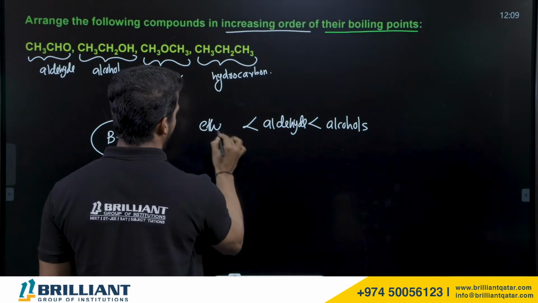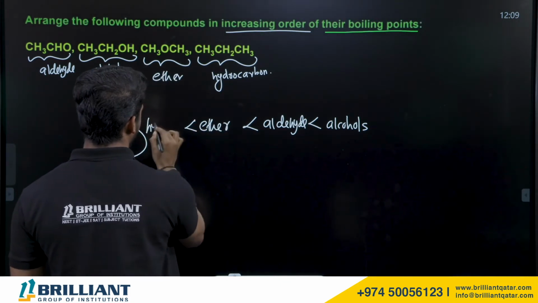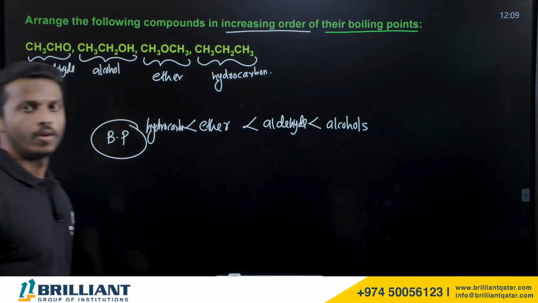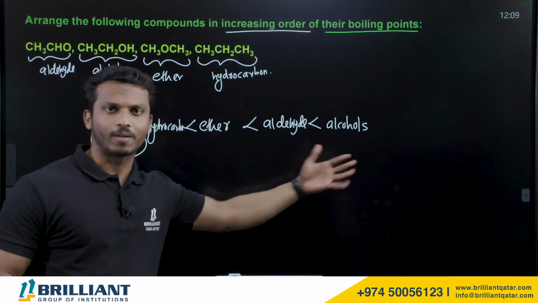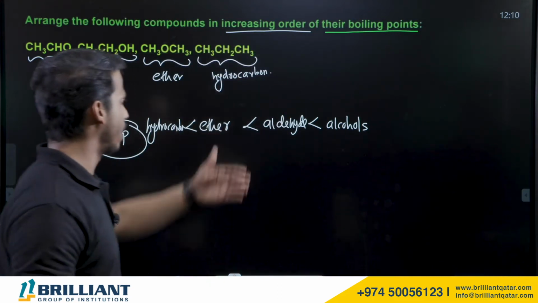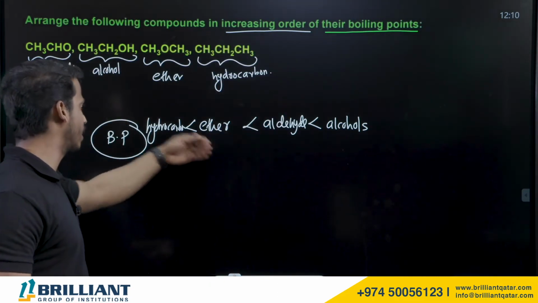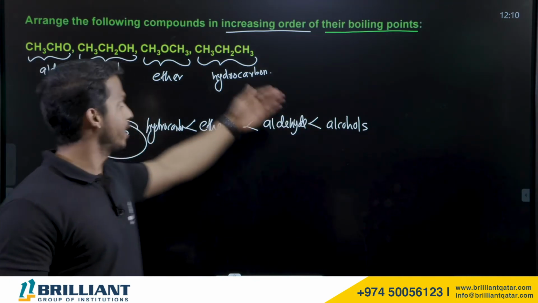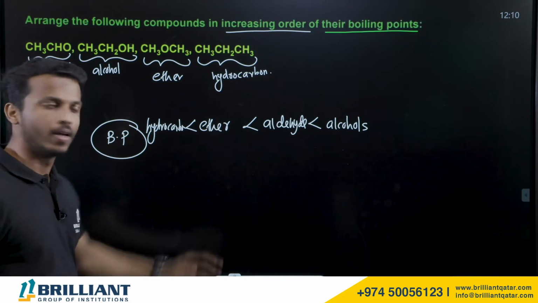Aldehyde has a greater boiling point than ether. Ether has a greater boiling point than hydrocarbon. Okay, you know why alcohols have a greater boiling point? Because alcohols have an ability to make very strong hydrogen bonding. Alcohol, aldehyde, ether, hydrocarbon is the decreasing order of their boiling point. As per that, hope you can write the boiling point.